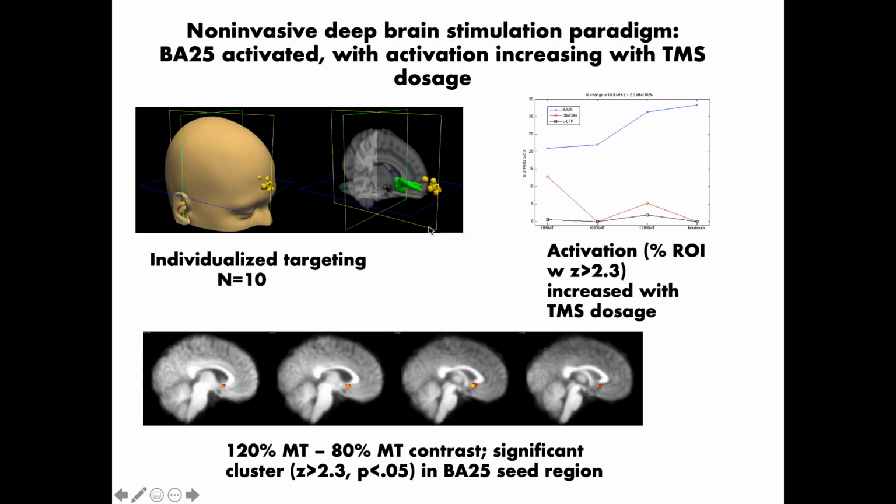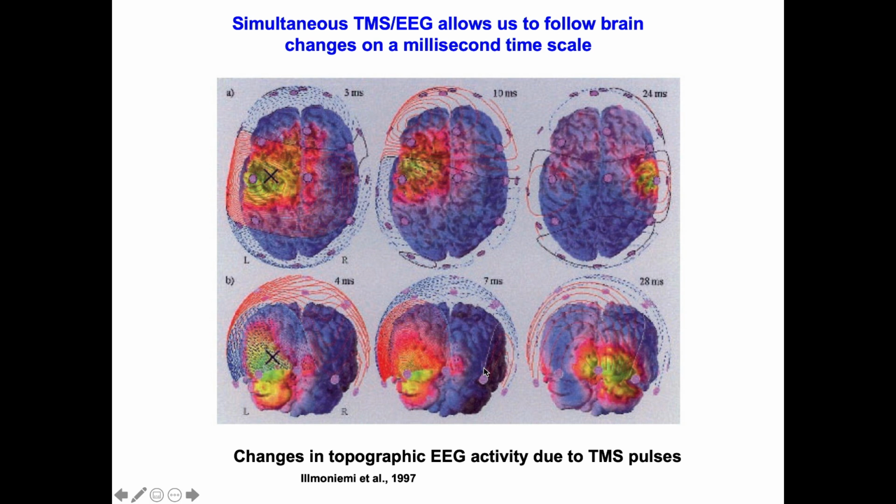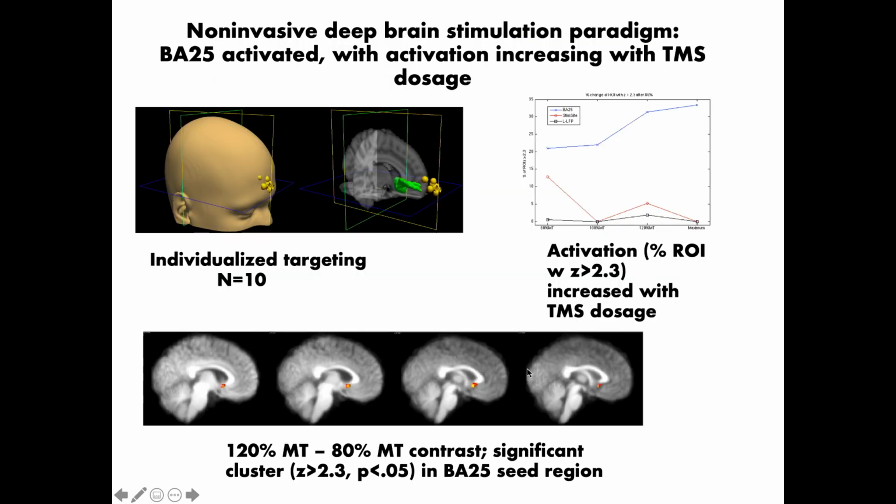And when we did that, so here's 10 people. Here's the sites on their heads, in the front of their heads, where the white matter tracts came out. When we did that, we showed that as you increase the strength of the TMS, the dosage of the TMS, you actually increase the activation in Brodmann area 25.